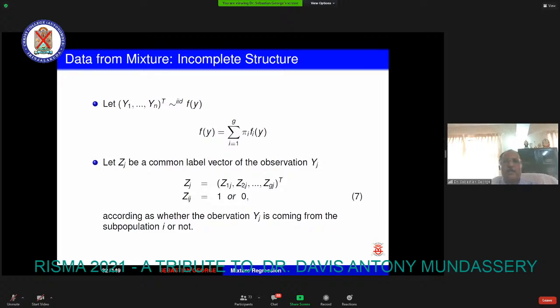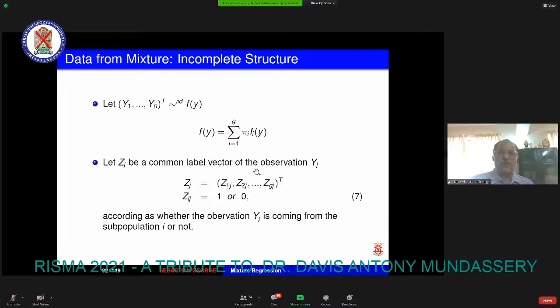So the main problem in the estimation of the mixing distribution is that it is basically an incomplete data problem. For example, suppose that y1, y2, etc., yk are coming from the first population, and the next few observations are coming from the second population, etc. If you are sure of that, then definitely you can estimate the parameters of each phi_i. And you can take the proportion of observations coming from each subpopulation as the estimates.